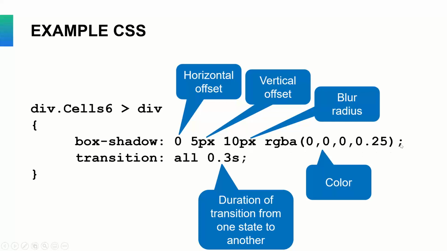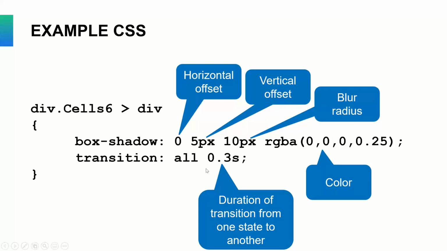And these are the settings you need to set up a shadow, including the amount of shadow vertically, the amount of shadow horizontally, and the color of the shadow, which is black but semi-transparent. 0.25 is the opacity. And this transition setting says that when we hover and go to a different shadow, how long will it take to transition? So this transition will mean it won't be an immediate change. It'll be a nice smooth 0.3 of a second change.